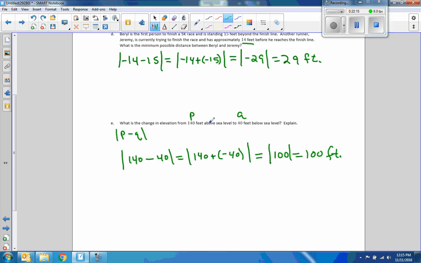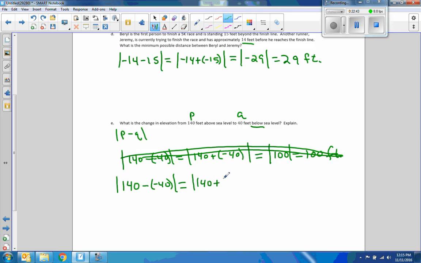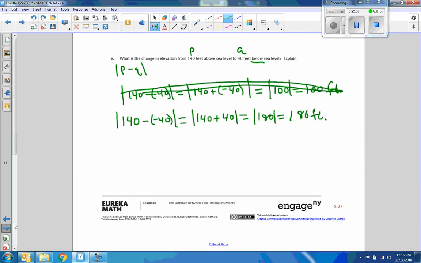What is the change in elevation from 140 to a sea level 40 feet below sea level? Okay. Wonderful. Negative 40. Let me redo that again. This is incorrect, and I don't want to start the video over. So it's 140 feet above sea level minus a negative, because we're below sea level, okay, P minus a negative 40 equals 140 minus a negative is plus 40, which equals an absolute value of 180 feet, which equals 180. My apologies for that error. That's why they make erasers on pencils.